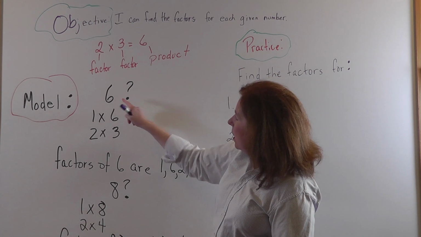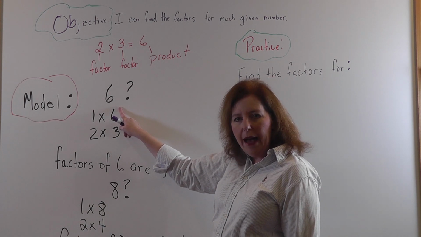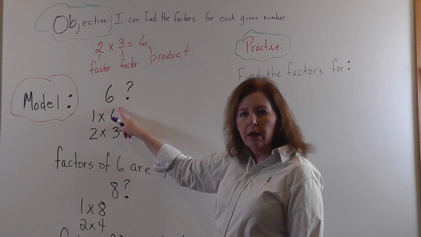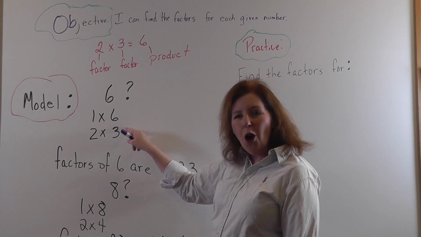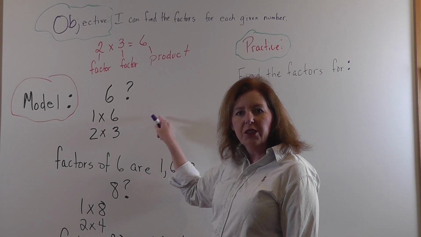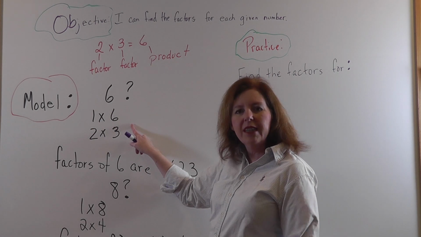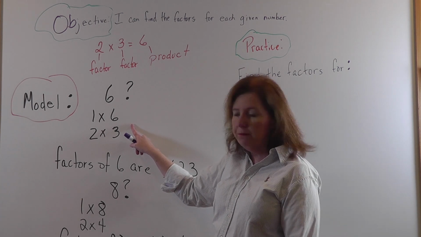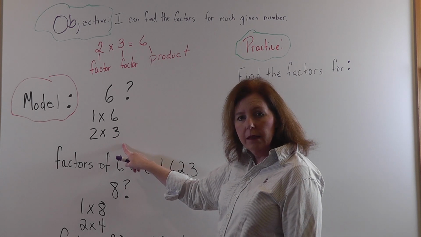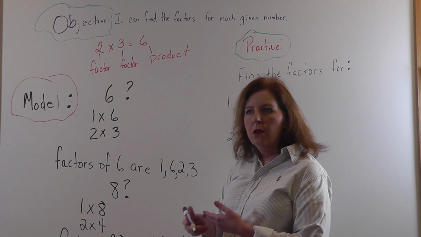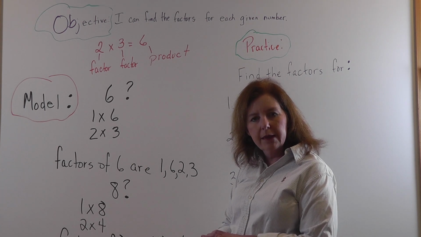All right? So 1 times 6 equals 6. Any number that you have, you could always multiply it by 1 to get the same number. So 1 and the number itself is always a factor. So I know 1 times 6, and I know 2 times 3 is 6. Now, can I think of any other factors that would equal 6?